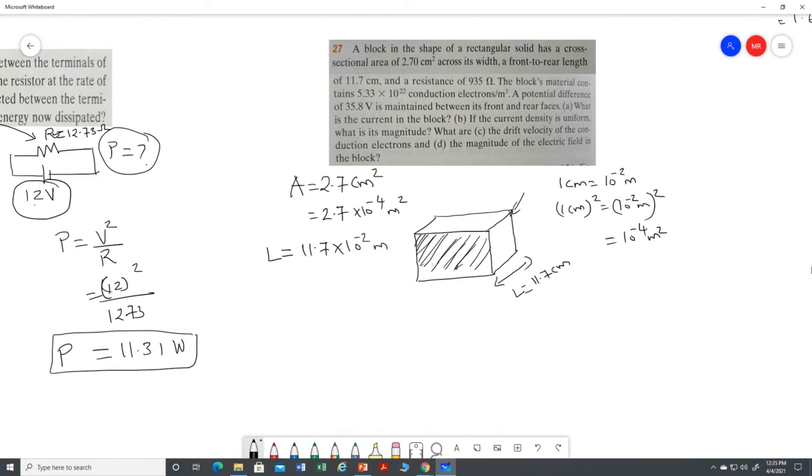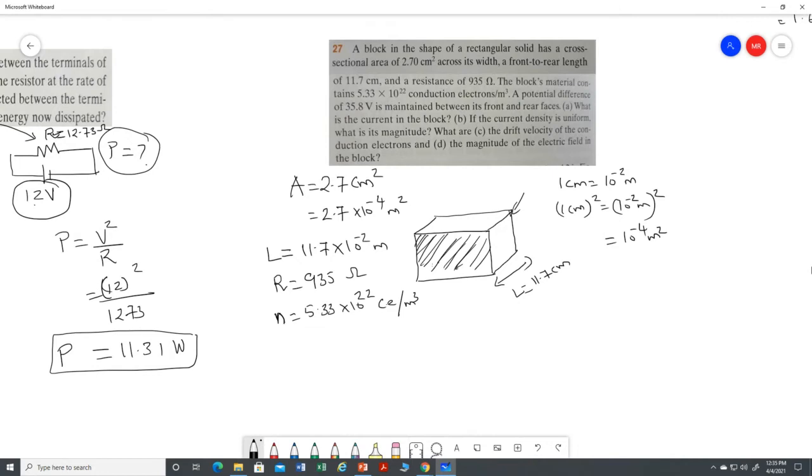So I have to convert it to meter. And then the resistance value is given. It is 935 ohm. Now this block contains 5.33 multiplied by 10 to the power of 22 conduction electrons per meter cube. This is a solid material, so it has many valence electrons. So how many electrons do you have in this block, my dear? The N value is 5.33 multiplied by 10 to the power of 22 conduction electrons per meter cube. Am I right?